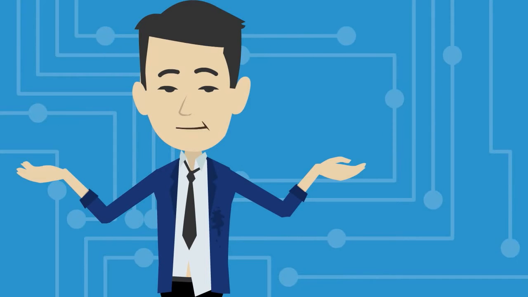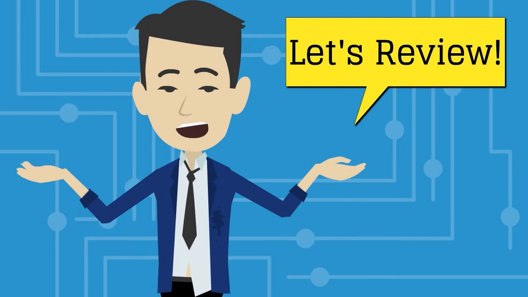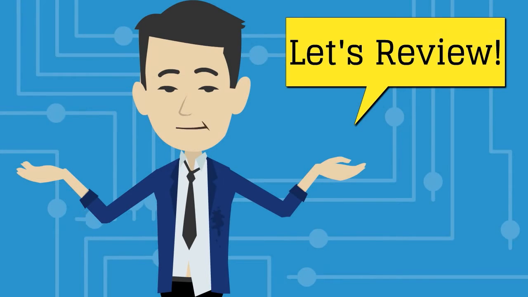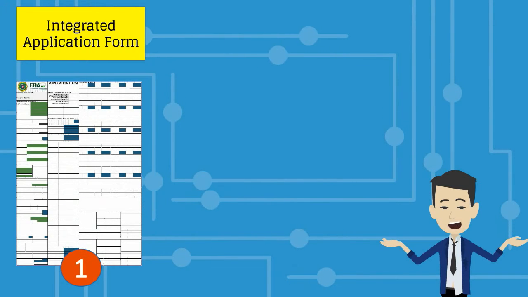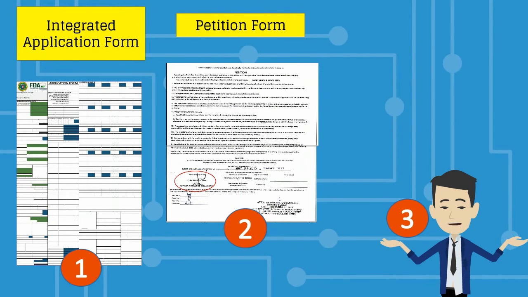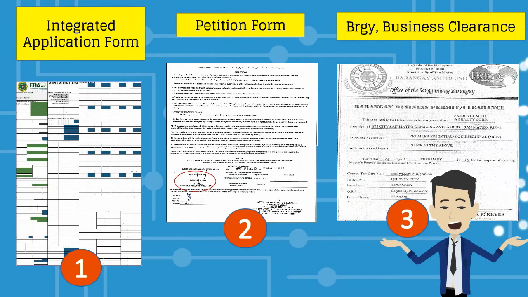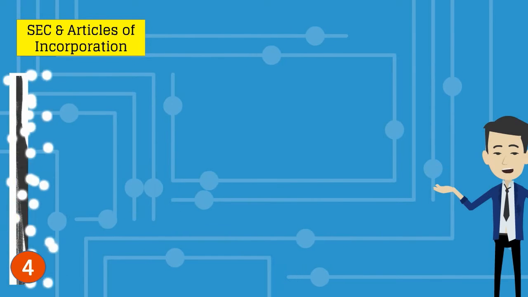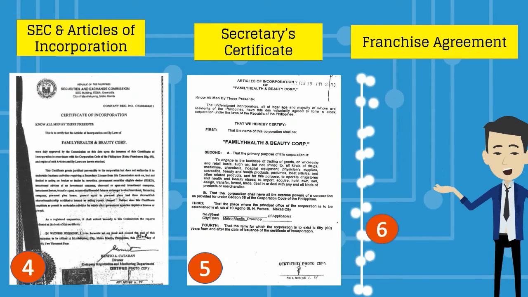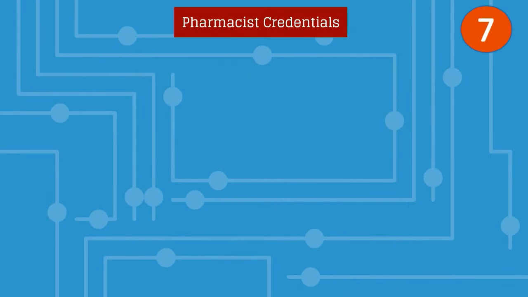Applying for LTO is easy. So together, let's review and identify the different documentary requirements needed for initial application. Here are the 14 list of initial documentary requirements. The following are: 1. The Integrated Application Form, 2. Petition Form, 3. Barangay Business Clearance, 4. SEC and Articles of Incorporation, 5. Secretary's Certificate, 6. Franchise Agreement, 7.